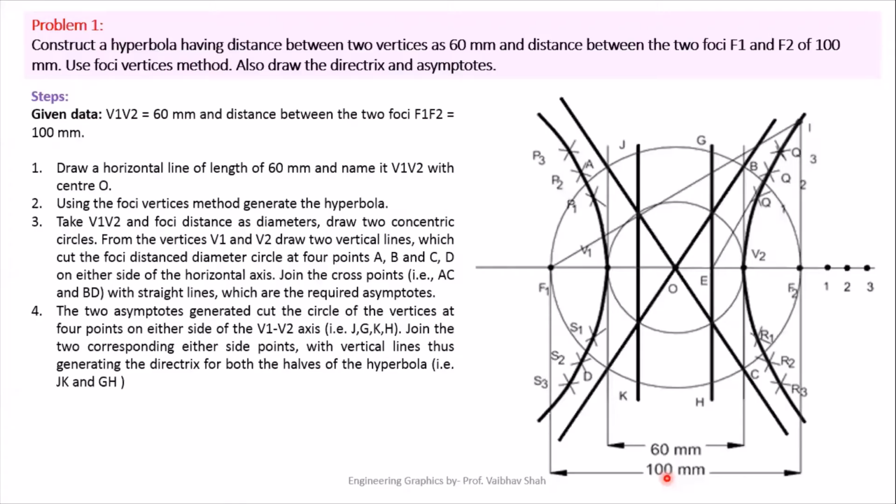So now let us understand it by one example. Problem 1. Construct a hyperbola having distance between two vertices as 60 mm and distance between the two foci F1 and F2 of 100 mm. Use foci vertices method. Also draw the directrix and asymptotes. So we have to use a similar method to what we have used in the previous example. Step by step procedure to draw foci vertices method.